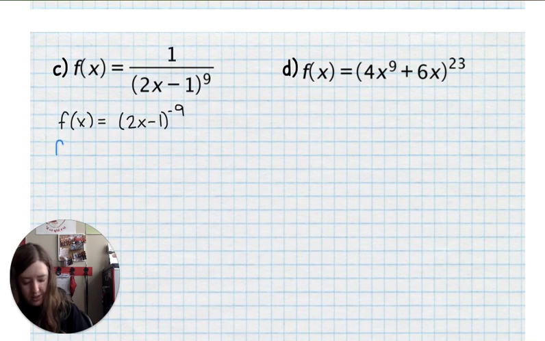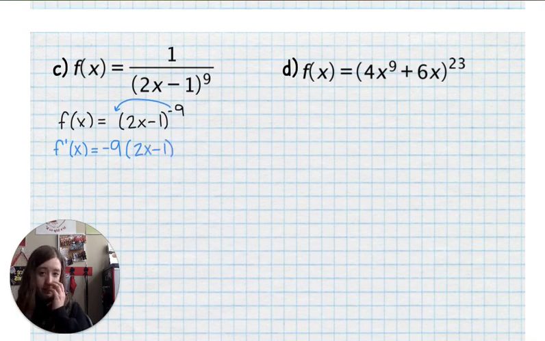So we'll start to find our derivative. We'll take the derivative of the outside. We'll bring our power out front. 1 times negative 9 is negative 9. The inside of that, 2x minus 1, stays the same. Then we subtract 1 from our power. Negative 9 minus 1 is negative 10.